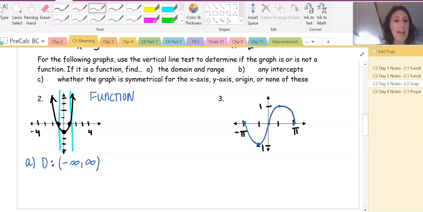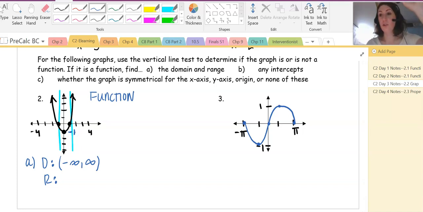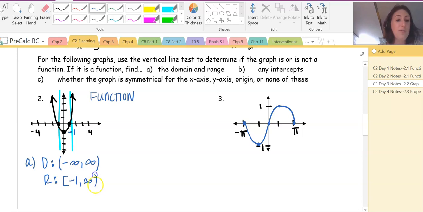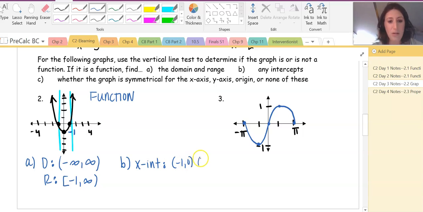Okay. And for my range, I can see that the lowest y value is -1, and then it goes to infinity. So this is really great to use interval notation for. I'm just going to say -1 to infinity. Or you could say y such that y is greater than or equal to -1. But look how much faster this is. Okay. B, intercepts. We have two x-intercepts, which are at -1, 0 and 1, 0. And we also have a y-intercept at 0, -1.